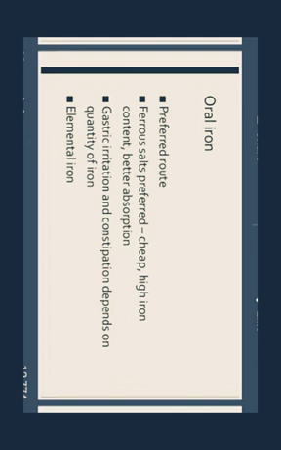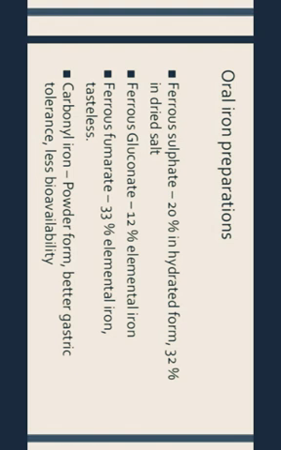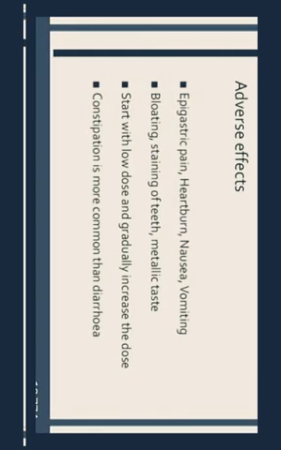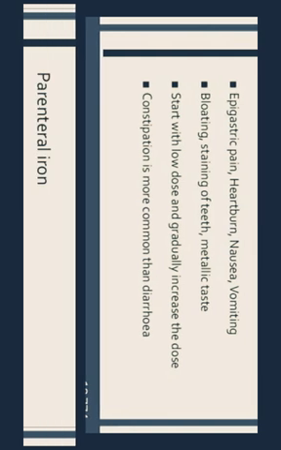In some conditions, like rheumatoid arthritis, or in a condition where there is chronic bleeding occurring, in that condition we never give the drug in oral form. Now, as for oral iron preparations, there is ferrous sulfate, which is 20% elemental iron in hydrated form and 32% in dried salt, ferrous gluconate 12% elemental iron, fumarate 33% elemental iron, and carbonyl iron in powder form, with better gastric tolerance and less bioavailability. As far as adverse effects are concerned, we have just discussed these also.